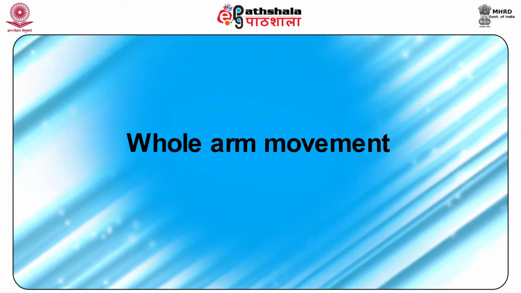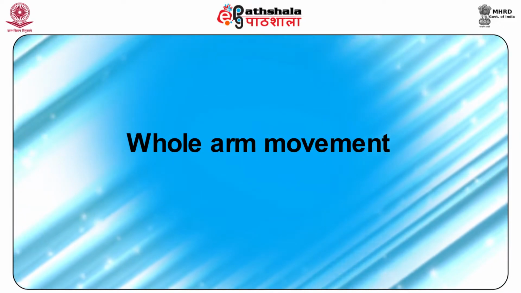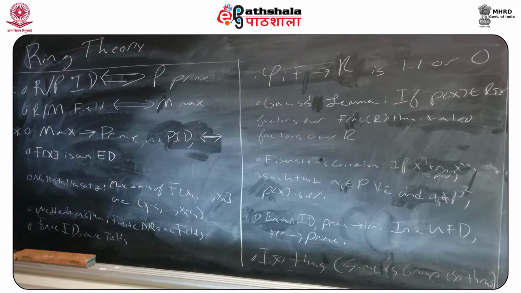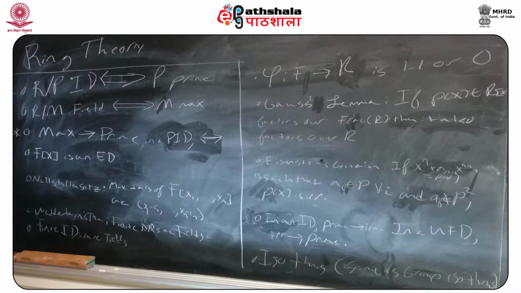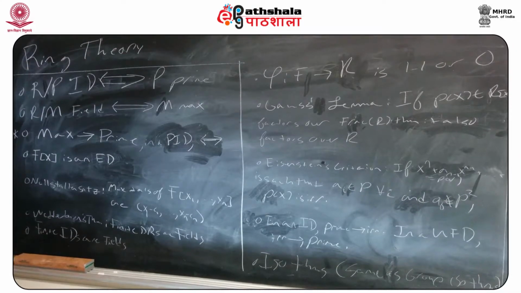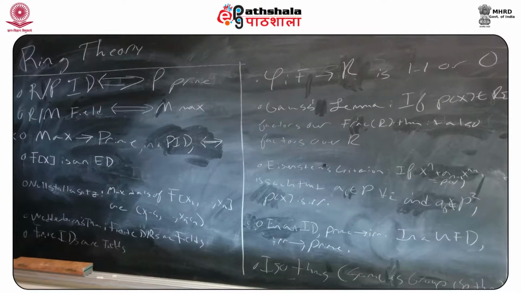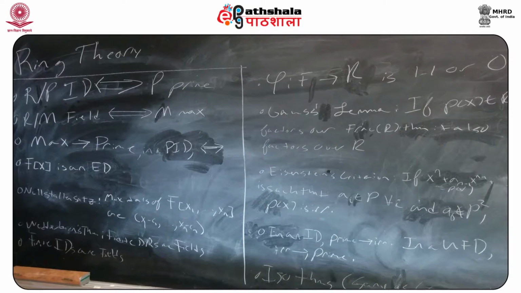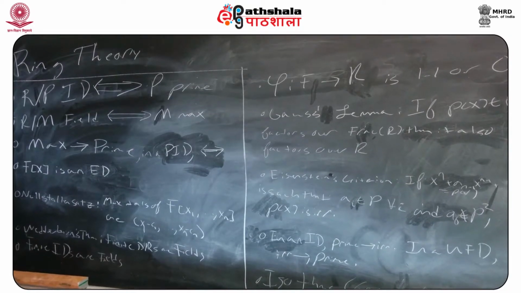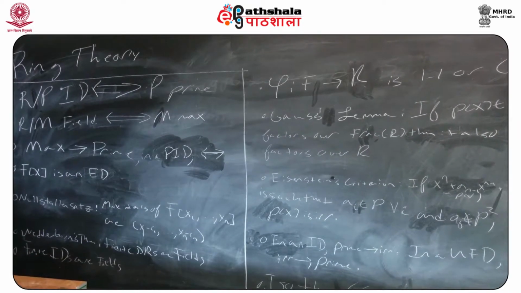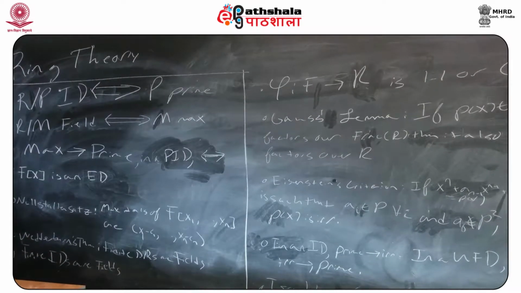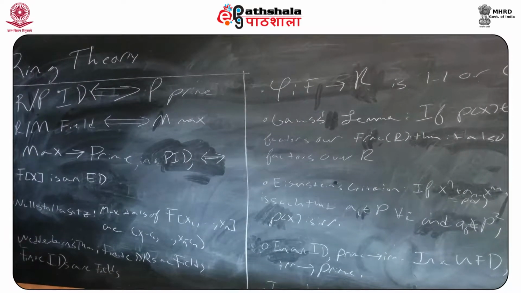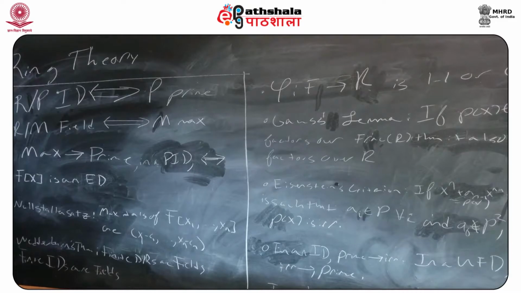Next is whole arm movement. This movement does not have any center of action or pivot. The strokes are produced longer and well decorated. This type of movement can be seen in blackboard writing and signboards, etc.